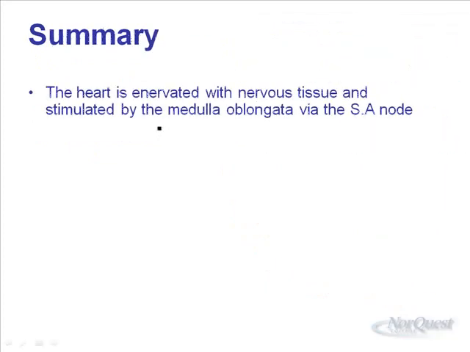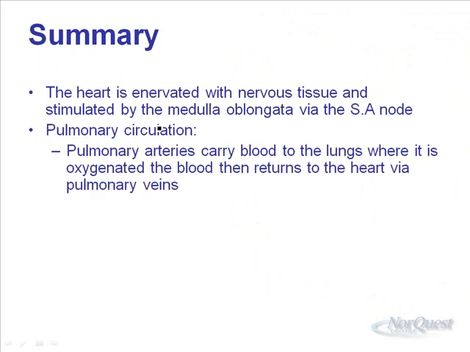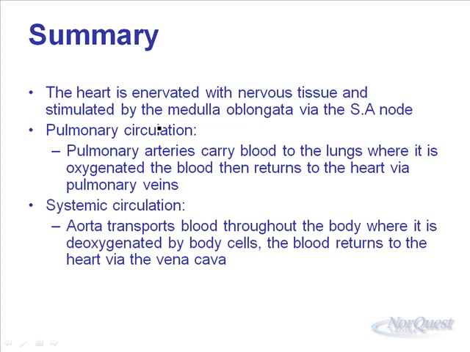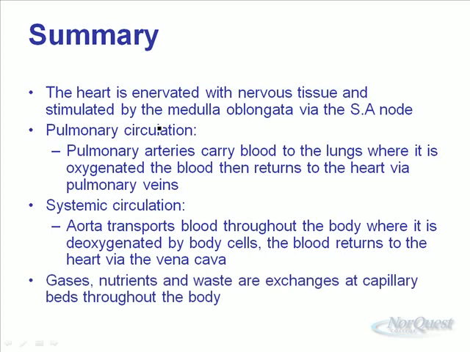So from this lecture, you should have the idea that the heart is innervated with nervous tissue and it's stimulated by the medulla oblongata via the sinoatrial node. There's two circulatory systems. Pulmonary circulation involves the pulmonary arteries carrying blood to the lungs where it gets oxygen and then back to the heart via the pulmonary veins. Systemic circulation, the aorta transports blood out to the rest of the body where it loses oxygen, it's deoxygenated, and then it returns via the vena cava. Gases, nutrients, and waste are exchanged at capillary beds throughout the body.